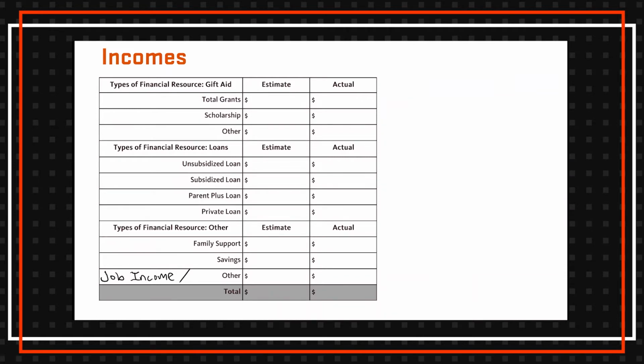And then income. It wasn't in this list that I found, but I wanted to include that in there because a student can also bring income of their own. And so that's why we put that in there.